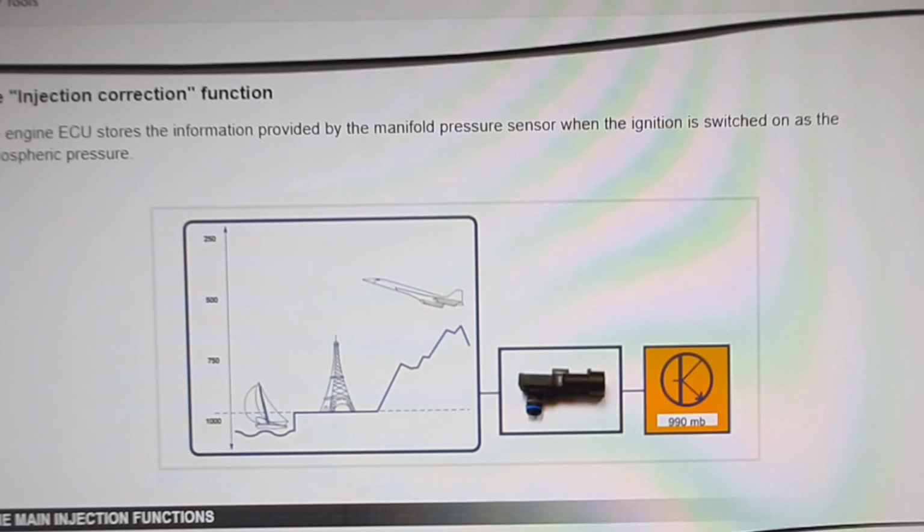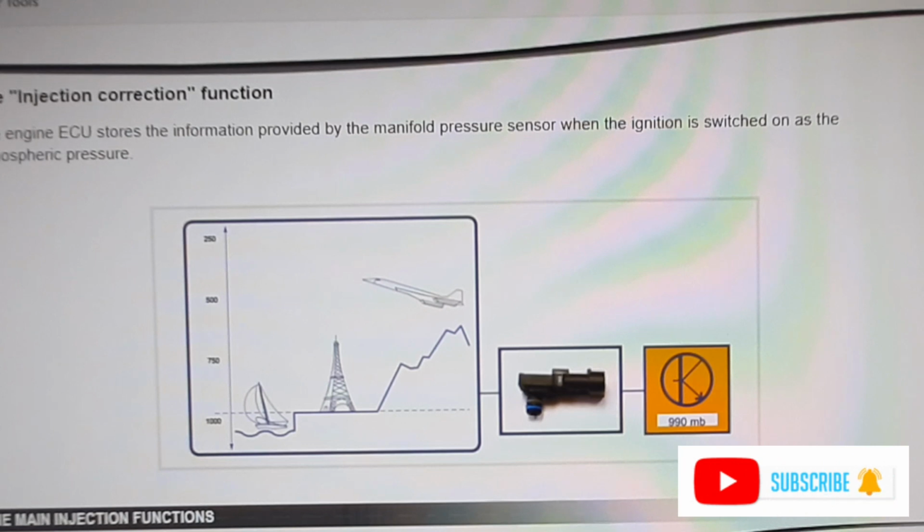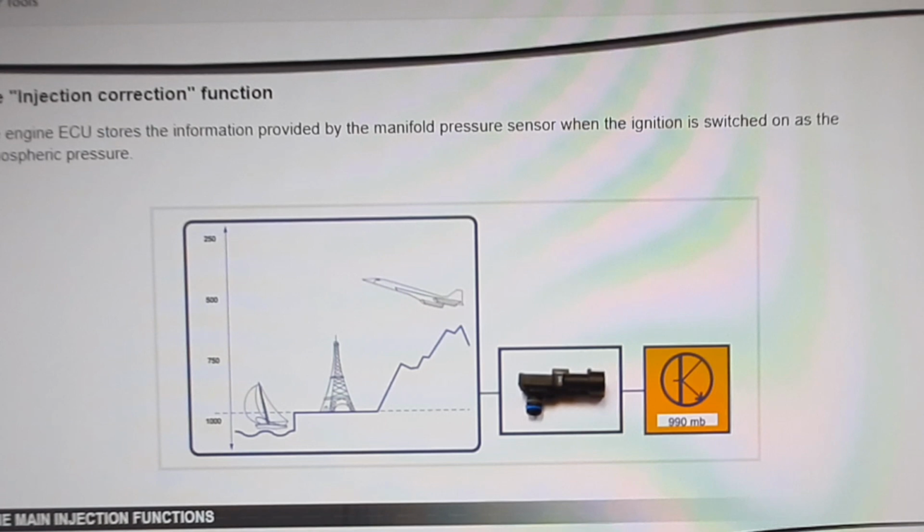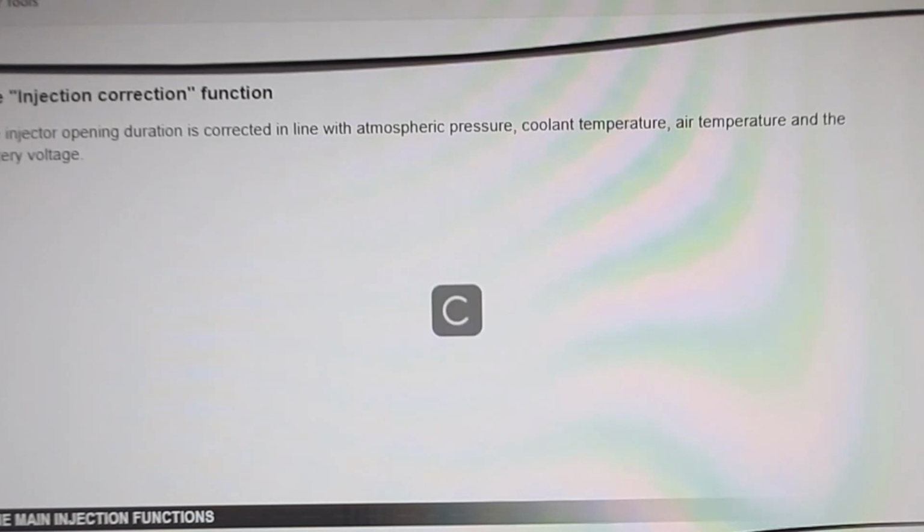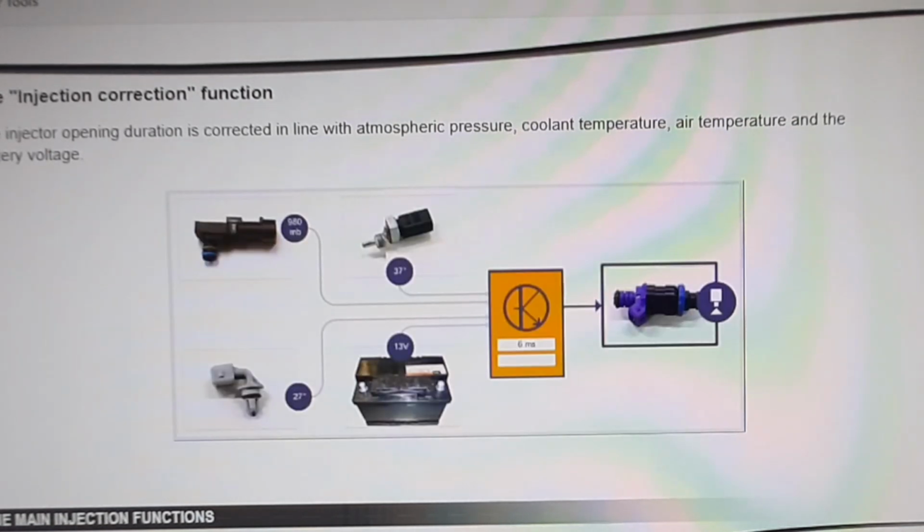Atmospheric pressure decreases with altitude. This results in a decrease in inlet pressure and the mass of air entering the cylinder. The computer stores the information provided by the manifold pressure sensor when the ignition is switched on as the atmospheric pressure. The injector opening time is corrected in line with the following parameters. If the atmospheric pressure decreases, the injector opening duration decreases.